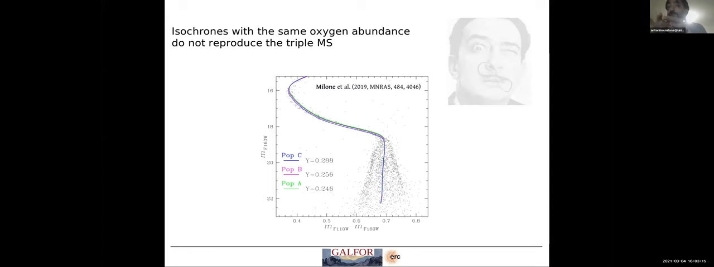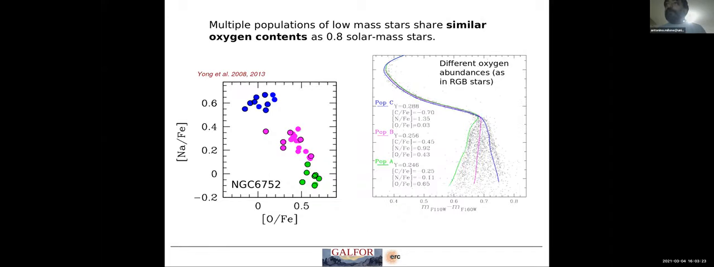This is what we expect in case of three stellar populations with the same content of oxygen. You see, we do not fit the data at all. But if we take three stellar populations and associate to them the same chemical composition inferred by David Yong for massive red giant branch stars, then this is the result. We have a perfect fit.